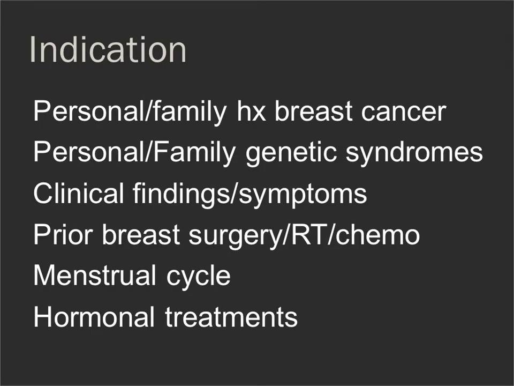It's important to include in your indication a couple of things which will affect both the interpretation of your findings as well as any follow-up imaging, and those include personal family history of breast cancer, the presence or absence of any personal or family genetic syndromes such as BRCA or Cowden's, any clinical findings or symptoms, whether the patient has undergone any prior breast surgery, radiotherapy or chemotherapy, if they are premenstrual, what stage they are in the menstrual cycle, and whether they are on any hormonal therapy whatsoever.